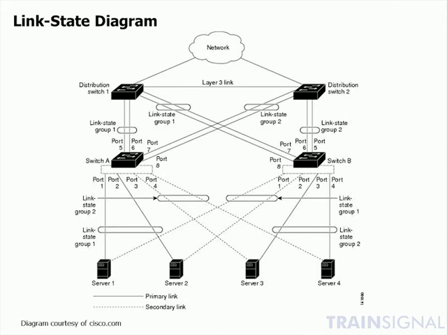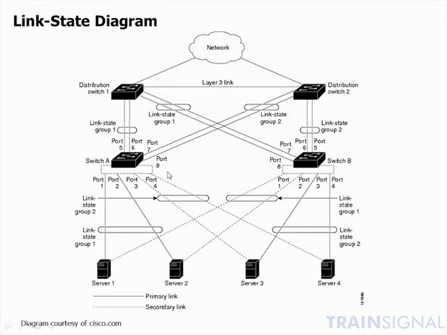Here's a diagram kind of showing this. What I've got is two distribution switches and these other switches, call them access or whatever you want to call them here. And so what we have is a server here connected to A and B, A and B, A and B. So we figure out what we consider to be a primary connection, which is the bold or solid line, and a secondary, which is the dotted.